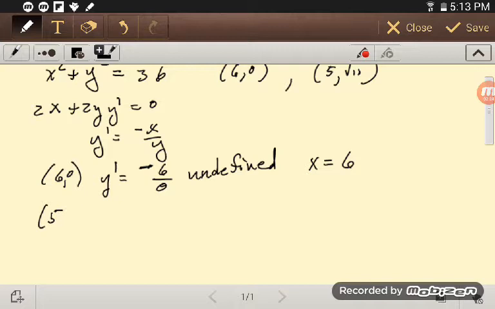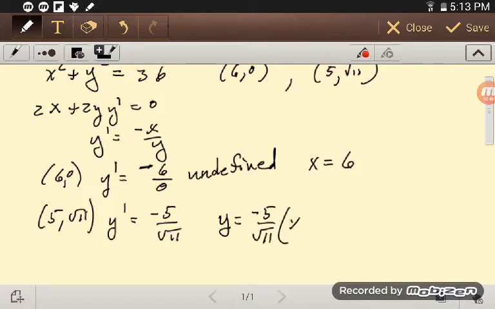So here's 5 and the square root of 11. In this case, y prime is equal to negative 5 over the square root of 11. That means my tangent line is y equals, using the point slope form, my slope, minus 5 over the square root of 11, times x minus 5 for my x0, and then plus my y0, the square root of 11. Okay, so let's go plot these things.